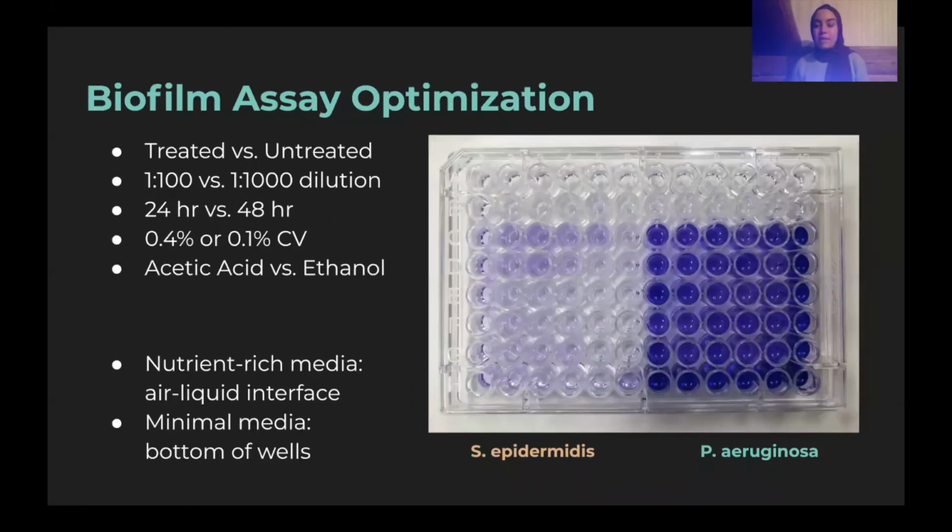So for biofilm assay optimization, I've had quite a hard time with it. There's a lot of questions to answer. So should I use a treated 96-well plate, an untreated? What is the dilution factor? How long should I incubate them? What is the concentration of crystal violet that I should use? What should I use for the elution step, acetic acid or ethanol? So these are a lot of the questions that I've been trying to answer with optimizing my biofilm assay to assess the effects of rhamnolipids.